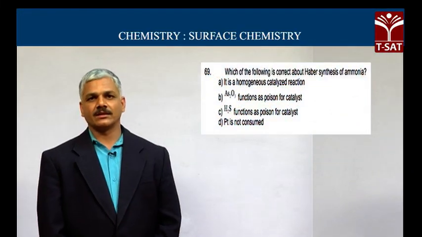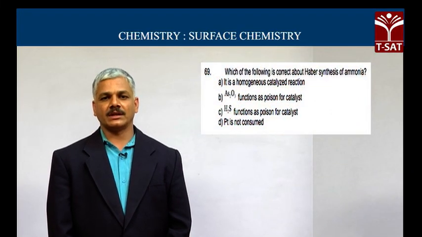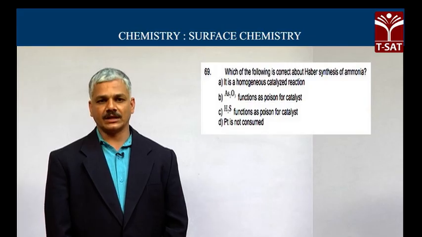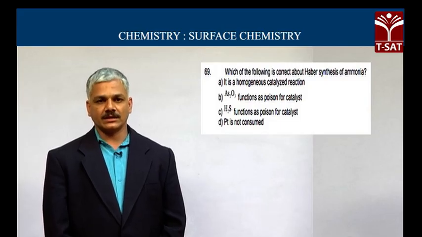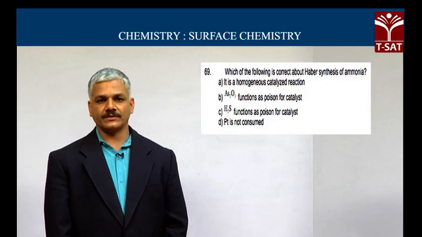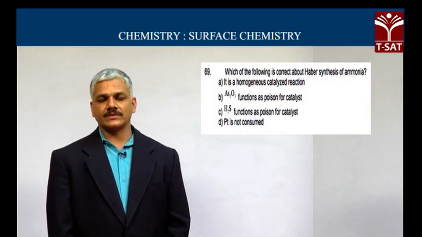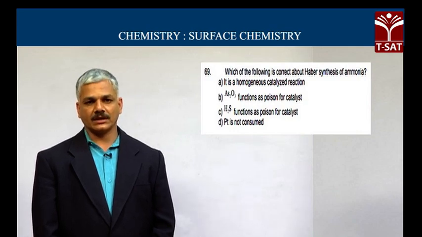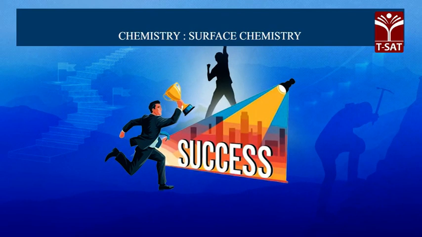69. Which of the following is correct about Haber's synthesis of ammonia? Given options are: it is a homogeneous catalyzed reaction; arsenic oxide functions as a poison for catalyst; H2S functions as a poison for catalyst; platinum is not consumed. Correct option is C.